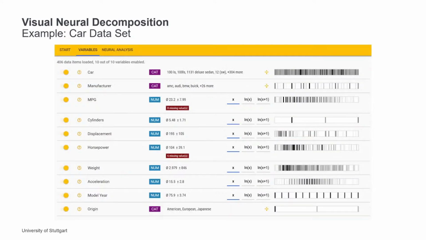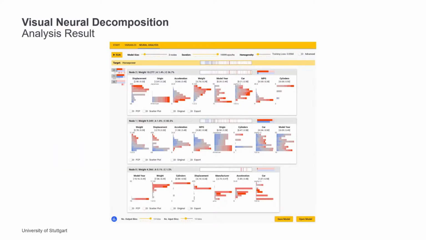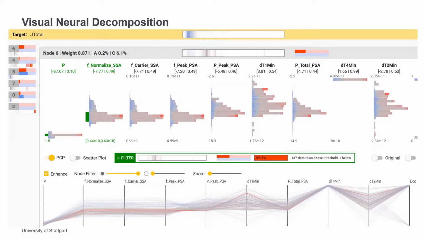We propose a novel method based on neural networks to visually explain relationships in multivariate datasets that can also recognize more complex, nonlinear correlations.